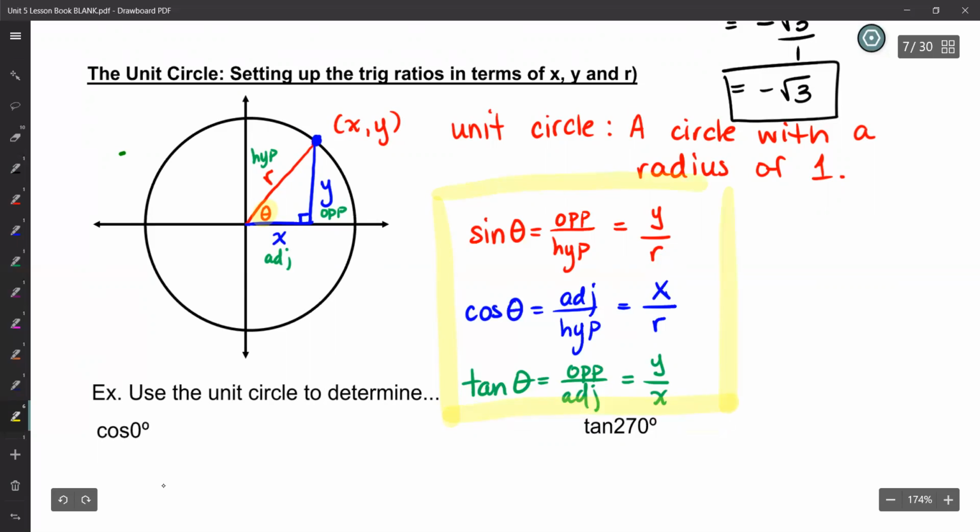Okay, I also know because of Pythagorean theorem that x squared plus y squared must be equal to r squared, right? The two sides of a triangle squared and added should equal the hypotenuse squared.